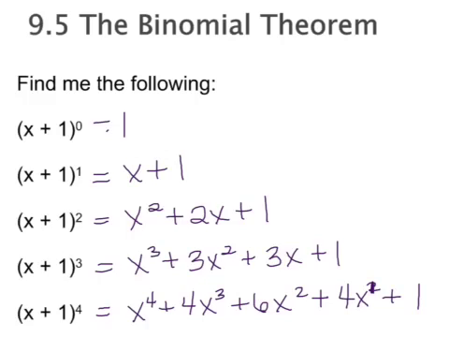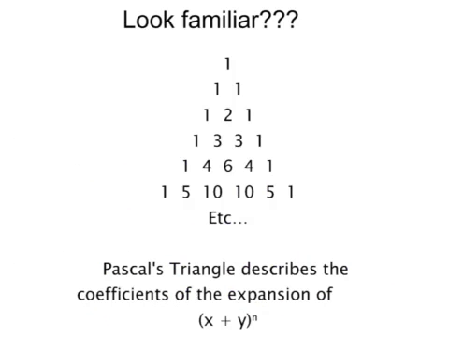Okay, I want you to take a look at the coefficients of all of our terms. The coefficients, and then our constant on all of those is 1. Okay, so let me show you something that you've seen before. Okay, here it is. This should look familiar to you. This is what we call Pascal's triangle. Okay, what I want you to notice is we have 1, 1, 1, 1, 2, 1, 1, 3, 3, 1, 1, 4, 6, 4, 1.